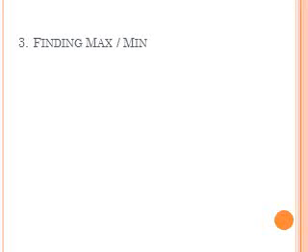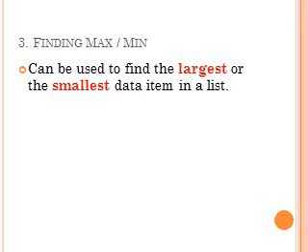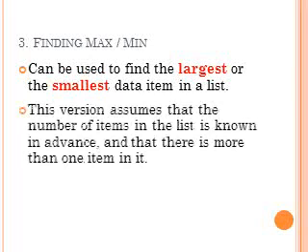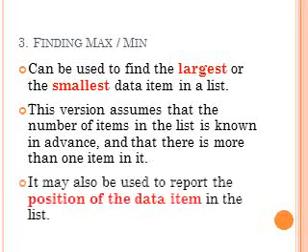Moving on to the third of our standard algorithms, and this is finding maximum or finding minimum. They're grouped together because they're so similar, and it can be used to find either the largest or the smallest data item in a list, so in an array. And again, this is assuming that the number of items in the list is known in advance, so a fixed number, and there's more than one item in it, so that our array has at least 2 elements in it.